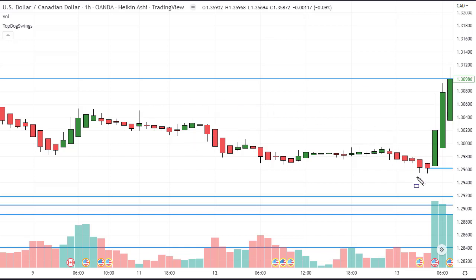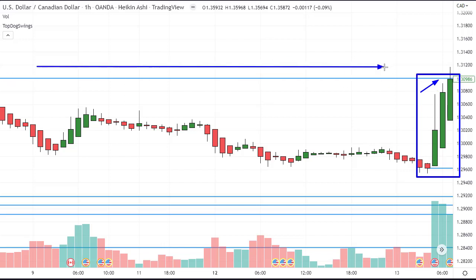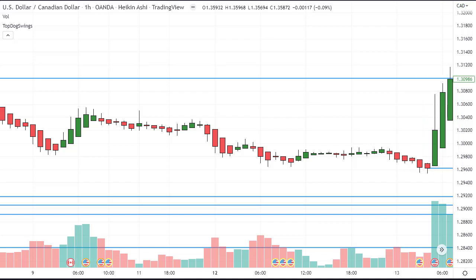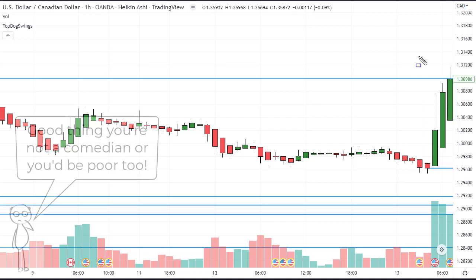All right, so here we've got the market coming up, and you can see that bar closed right at resistance. Here's a resistance level. Whoa, did not draw. All right, so you see that resistance level. Actually, let me do it this way. Good thing that I'm not an artist, because if I was an artist, I'd be poor.